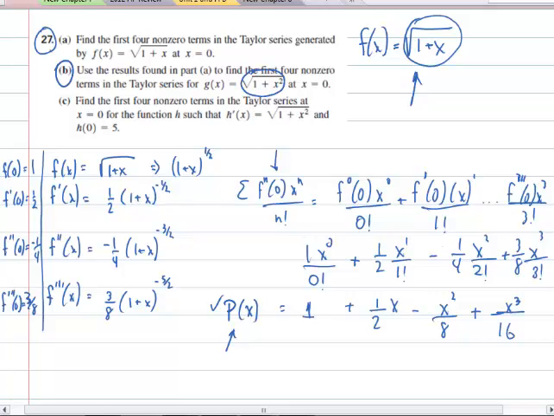Well, in this case, we're going to kind of pretend that this was something on the table. So I'll just write out the square root of 1 plus x is approximately equal to 1 plus x over 2 minus x squared over 8 plus x cubed over 16.